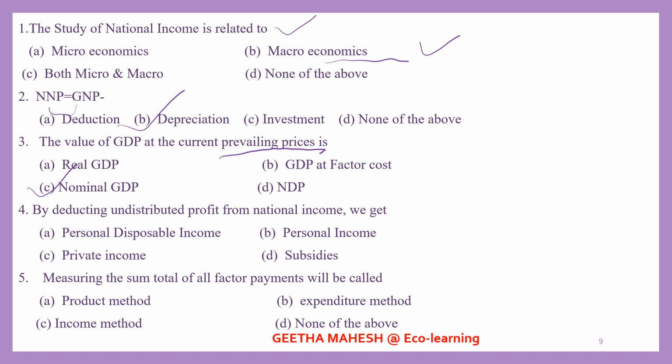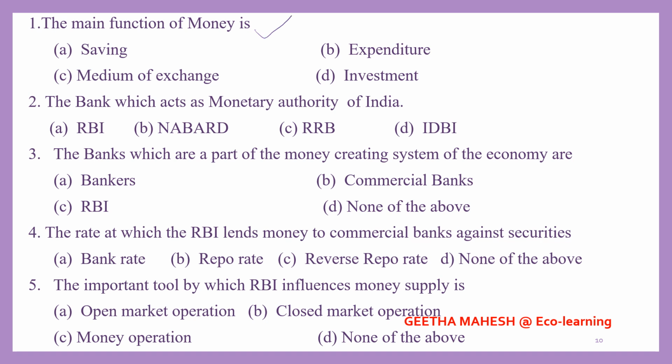By deducting undistributed profit from national income, we get personal income. Measuring the sum total of all factor payments, factor income, will be called the income method. The main function of money is medium of exchange. The bank which acts as the monetary authority of India is RBI. Banks which are part of the money creating system of the economy are commercial banks. The rate at which RBI lends money to commercial banks against securities, we call it repo. The important tool by which RBI influences money supply is open market operation.